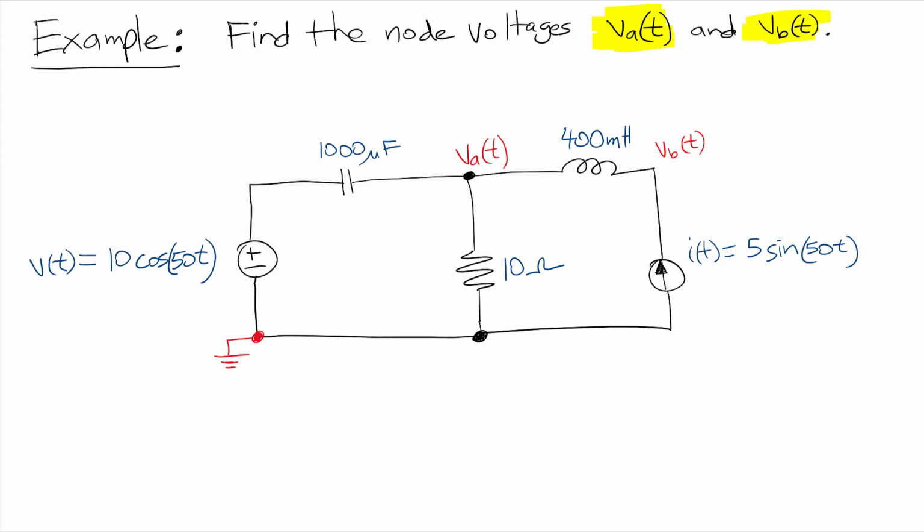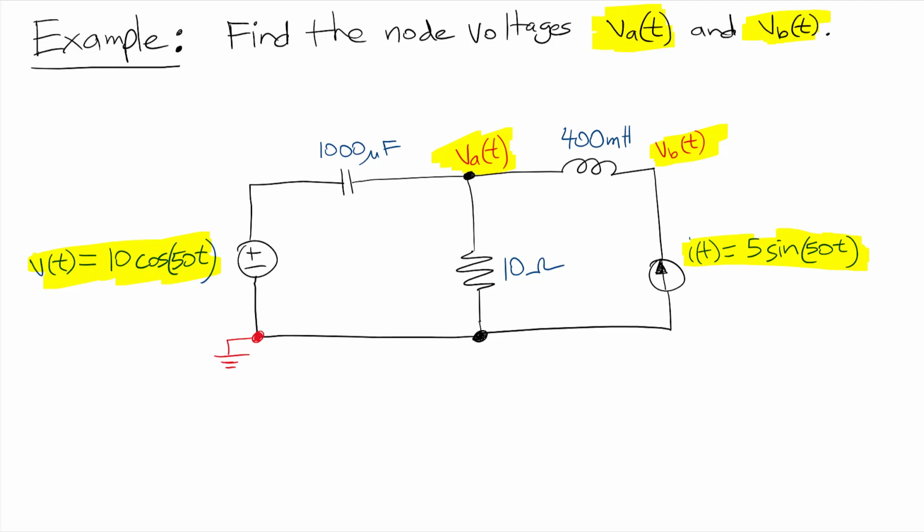So in this example, we're supposed to find the node voltages VA of t and VB of t. Okay, and VA is here and VB is here, in between the inductor and the current source. Now this circuit is stimulated by two independent sources. One of them is a voltage source, and its value is 10 cos 50t, and we have a current source whose value is 5 sine 50t. Okay, and we have a capacitor, an inductor, and a resistor. So we will need to use AC circuit analysis to solve this.